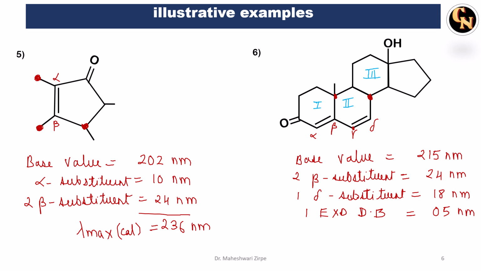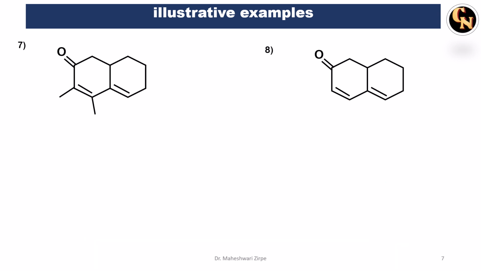Now if you calculate, is anything else left out? No. So that's all. The lambda max value calculated will come out to be 215 plus 24 plus 18 plus 5, so it comes out to be 244 nanometer. So we have calculated lambda max using Woodward-Fieser rule, which is a simple way you can calculate the lambda max value.